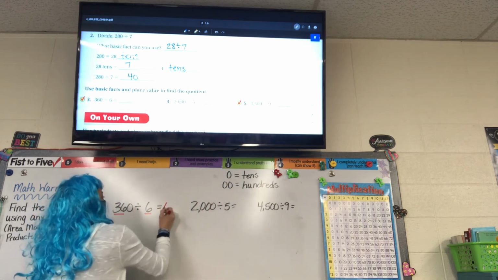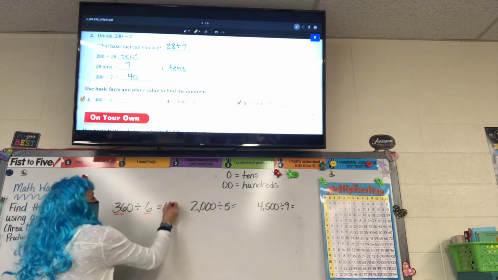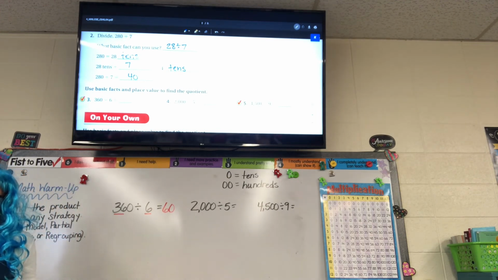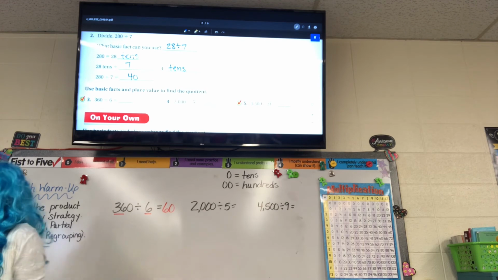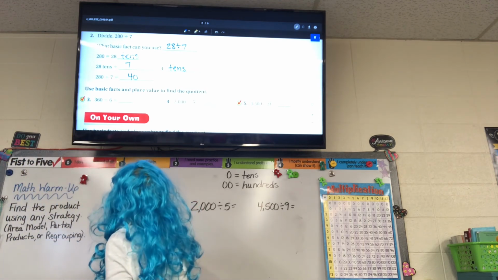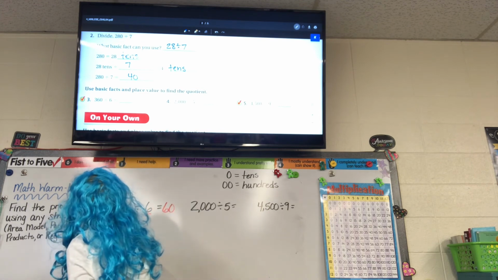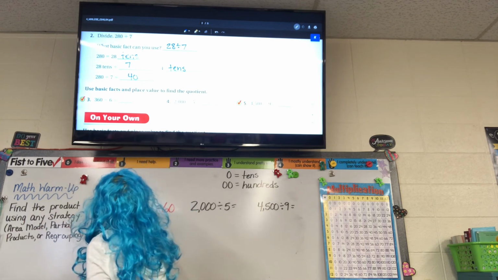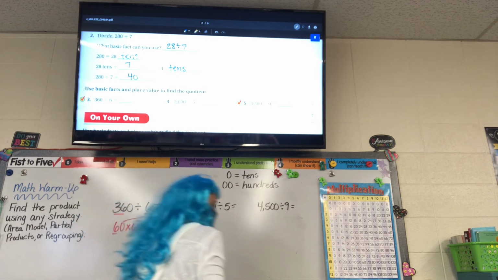How many zeros do we bring over? 1. How can we check, Owen? 60 times 6. And what should it equal? Should equal 360. Good. Give yourself a point. 6 times 6 is 36. We bring over the 0, so that means 60 is the correct answer.